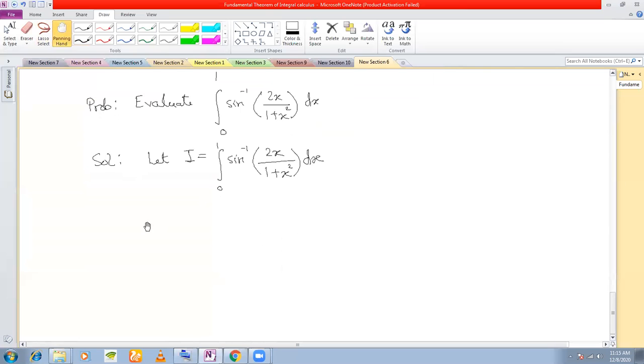Sin inverse 2x by 1 plus x square evaluated between the limits 0 to 1. We'll use change of variable here, and then use the fundamental theorem. We will not first evaluate it as an indefinite integral and then as a definite integral. We'll change the variable. So what is the kind of substitution that is required here? Can you tell me, Amir? What is the substitution?